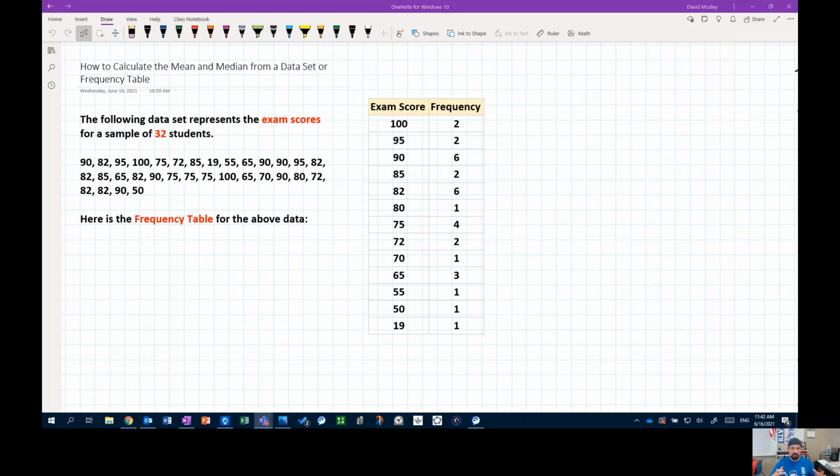You can use either one of them depending on the distribution, but it is most common to use the mean for a measure of center in a distribution that is symmetric or more normal, meaning that it's typically going to be single peaked. It kind of goes up and then back down, and there's an even amount of things distributed throughout.